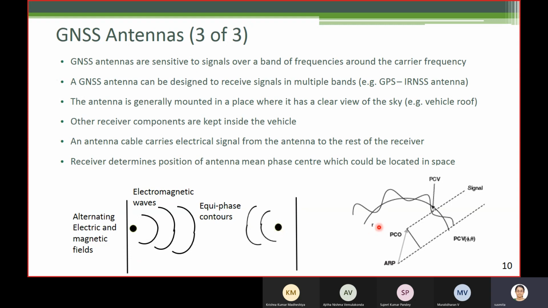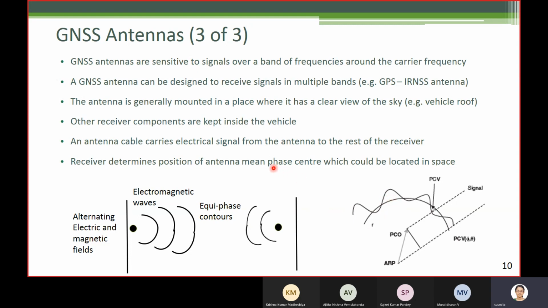In case of a real antenna, the equiphase contour will be something like this, not a sphere. The same contour, which is a sphere for an ideal antenna, would be somewhat like this. Some representative diagram. Don't think that it will always be like this. So it will not be a sphere. This is an equiphase contour. You take two different points and find their phase. They will have the same phase, same electric field phase, same magnetic field phase. But it is not a sphere.